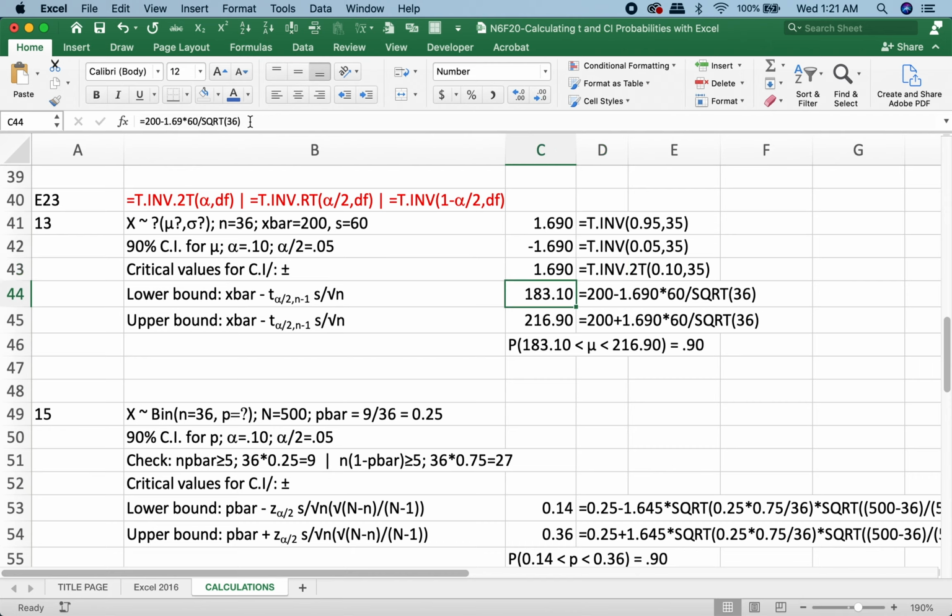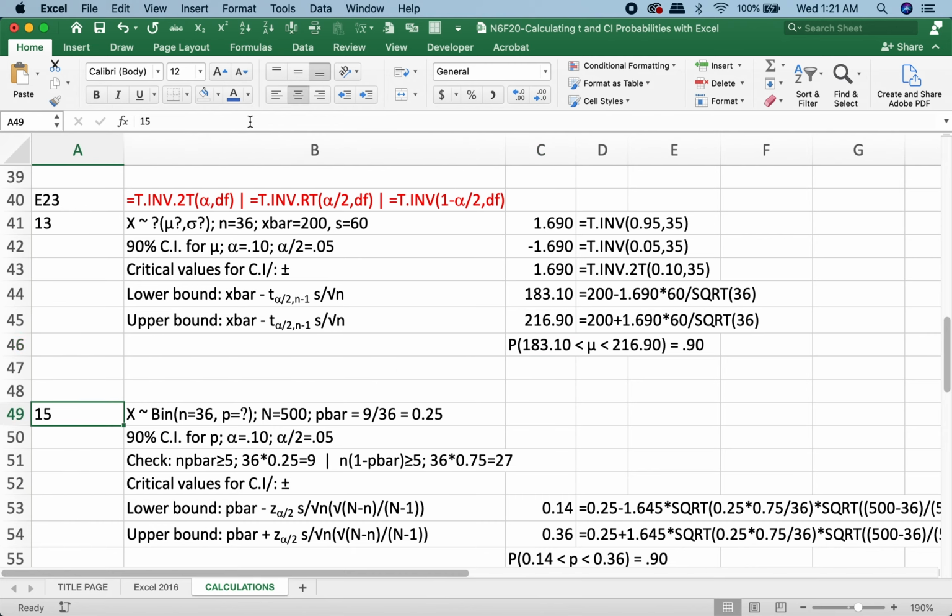Then what you do is you stick it into your formula. So you grab your x bar, which is 200, minus 1.690 times 60, which was our standard deviation, over the square root of 36, and that gives you your lower bound, and then the upper bound is 200 plus that. So that gives you then your confidence interval for mu, which is right here, which is what we got. We got pretty close to that by hand because remember we were using 1.684.